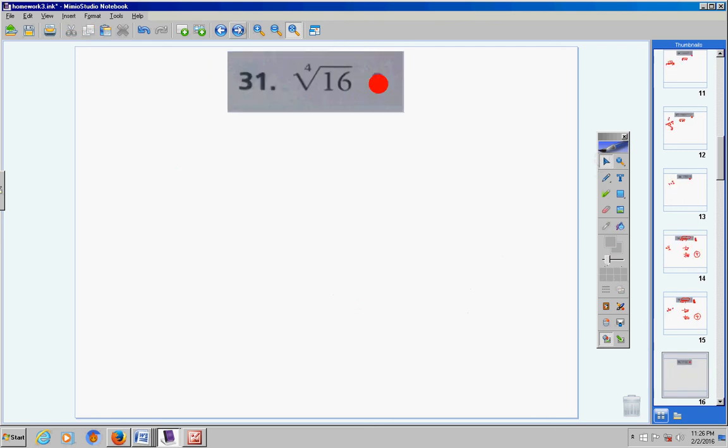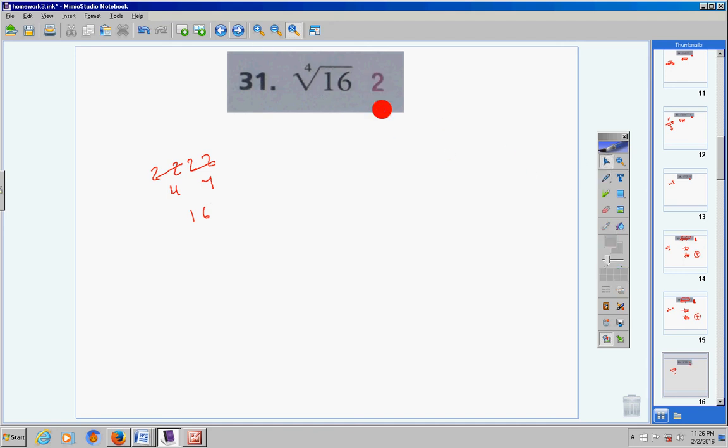Number 31. Okay, the 4th root of 16. I want 4 numbers multiplied together that are the same number that have a product of 16. Alright. So, we're looking at probably 2. 2 times 2 is 4. 2 times 2 is 4. And 4 times 4 is 16. So yes, the 4th root of 16 is 2.